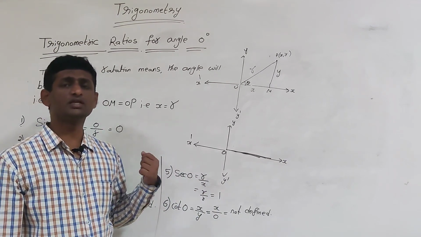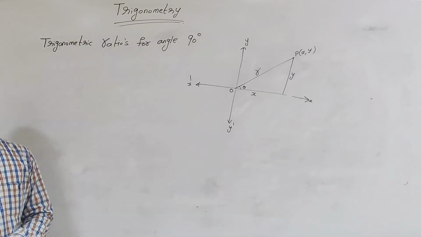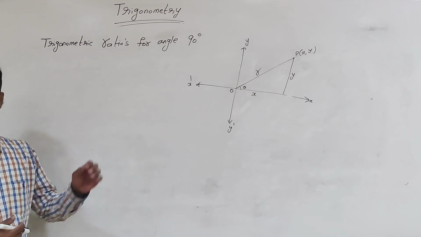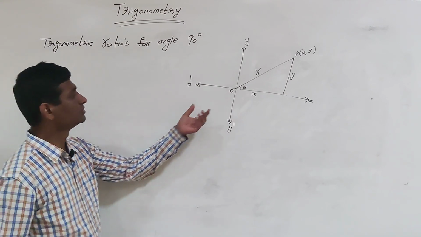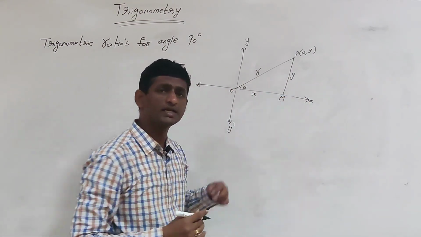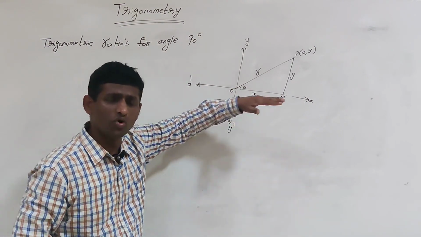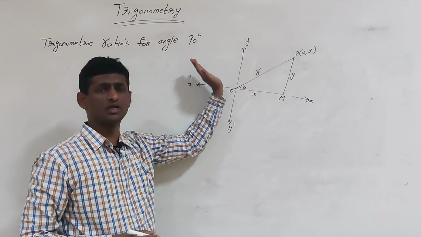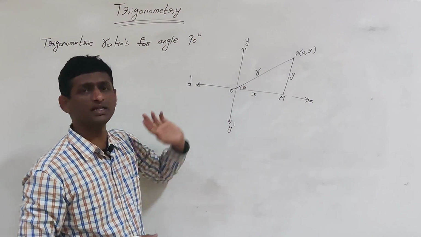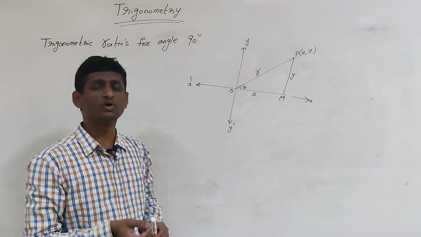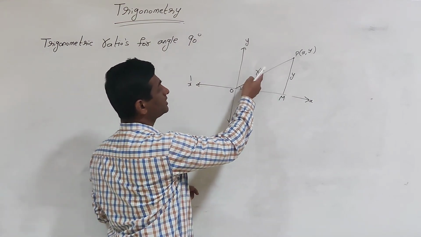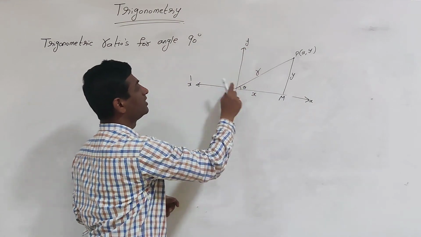Next, we will see the trigonometric ratios for 90 degrees. 90 degrees means it is a right angle. So this is our notation. OX is our standard initial ray, and if you move in the anti-clockwise direction, then OP is our terminal ray and it gives some angle theta. Now the angle we have to measure is 90 degrees. 90 degrees means this terminal ray should be on the y-axis.